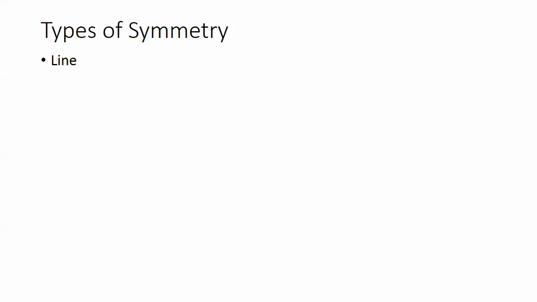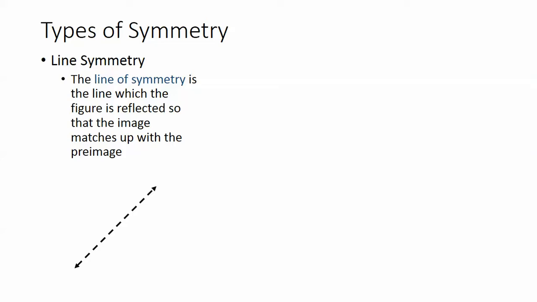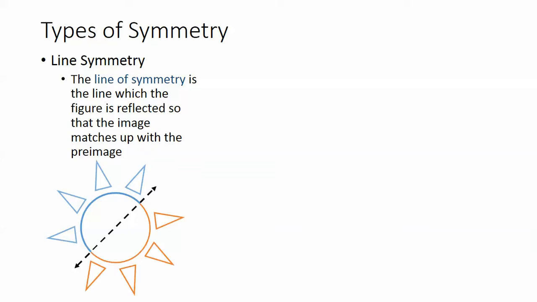Types of symmetry. There is line symmetry. The line of symmetry is the line which the figure is reflected across so that the image matches up with the preimage. For instance, on your notes you see half of a sun. If this sun figure had line symmetry, then the other half of the sun could be drawn. Notice that the two halves are the same. They were reflected.